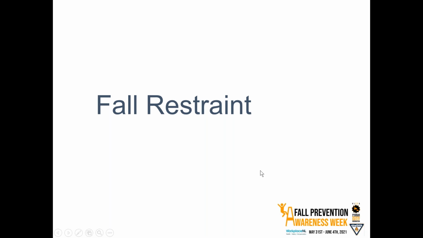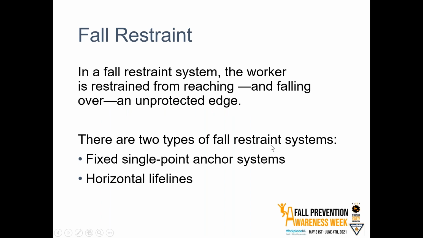Okay, so our next topic is fall restraint. This is really the guts of what I wanted to get into today. Again, it is a good practice to try to use fall restraint instead of fall arrest, if at all possible, because it puts your workers in a situation where in theory they shouldn't be falling, if the system is set up properly. So the need for rescue and whatnot should not exist.